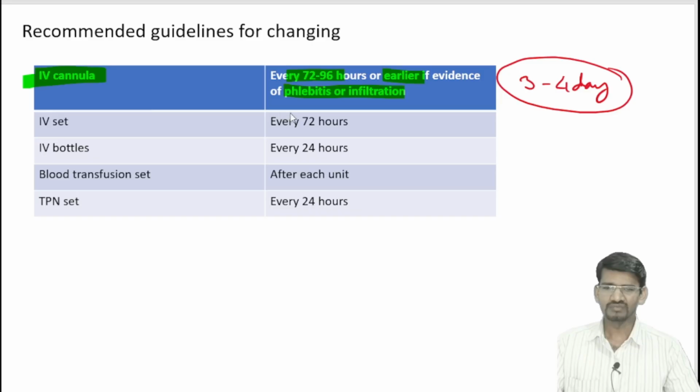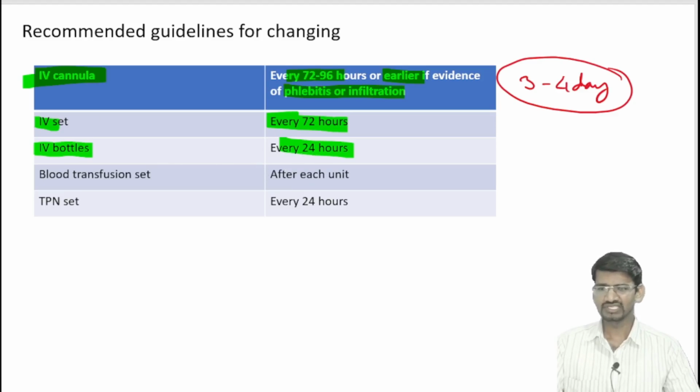Then the drip set. The drip set is used for up to 72 hours, meaning every 3 days we have to change to a fresh drip set. Or if there is visible blood or any clots seen in the tubing, you need to change the IV set even before 72 hours of usage. And IV bottles are changed every 24 hours. Even if some amount of fluid is left, it is to be discarded, and every 24 hours we have to change to a new bottle.